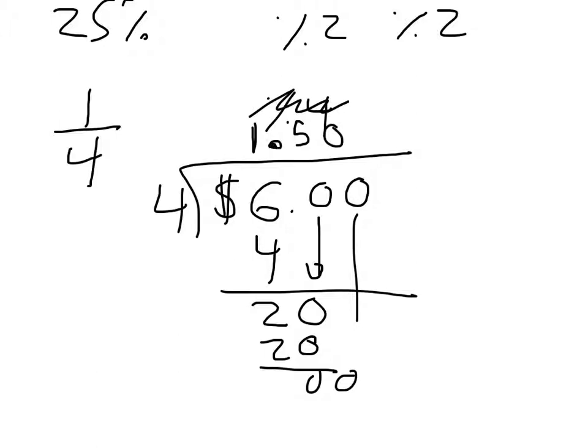So you would get to keep, it's very messy here, hopefully you can understand it, $1.50. So $1.50 is 25% of $6. It's also 1/4 of $6. So the trick for 50, if you want to find 50% of something, divide by 2. If you want to find 25% of something, divide by 4.